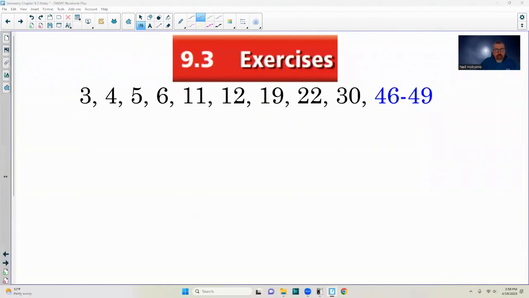Okay, that brings us to the end of chapter 9.3. These are the exercises I assigned. It's a fairly short lesson, so I tacked on a few practice problems. Keep your mind fresh from prior stuff.